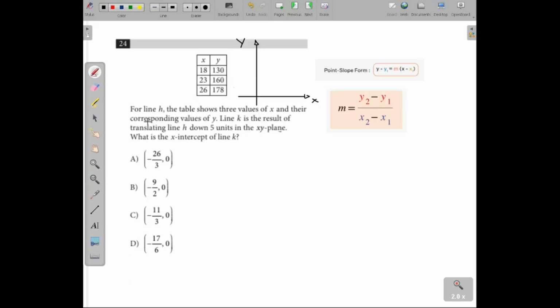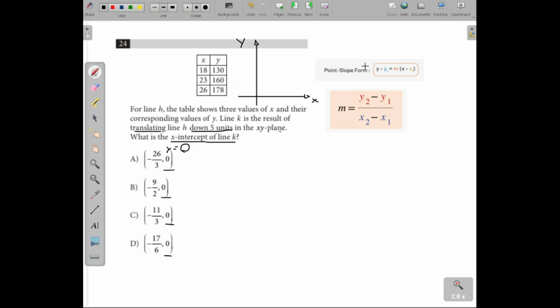For line H, the table shows 3 values of x and their corresponding values of y. Line K is the result of translating line H down 5 units in the xy plane. What is the x-intercept of line K? We know that the x-intercept is when y is equal to 0, as we can see in the choices we have. So we got one value of y. Now we need to find x.